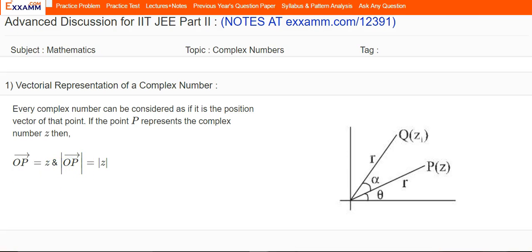So what is the direction of OP? OP direction is this one, and this is the direction of complex variable Z. Suppose we have minus Z, then the direction would be the other way round. And what is the modulus? Modulus of OP is equal to modulus of Z, which is R in this case.